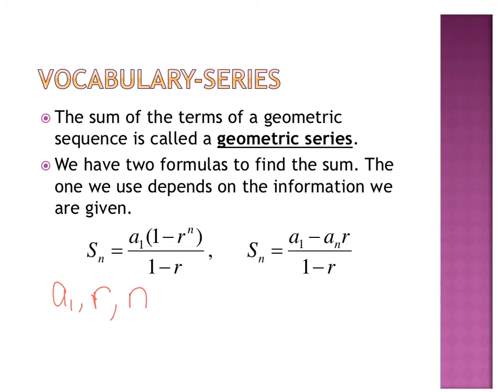The second equation here is Sn equals a1 minus an times r, divided by 1 minus r. So the information I need here is what? A1, an, and r. Now what do they have in common? Both equations need what two things? A1 and r. That means if you know the other information but not a1 or r, you might have to use our sequence formula to find one of those two. Okay?